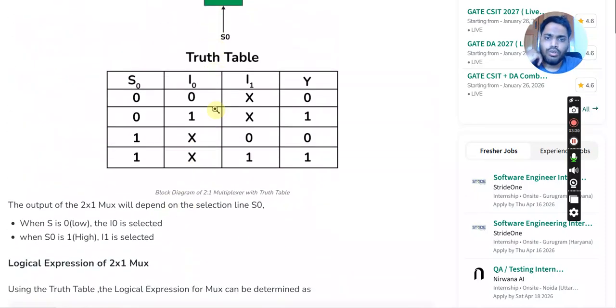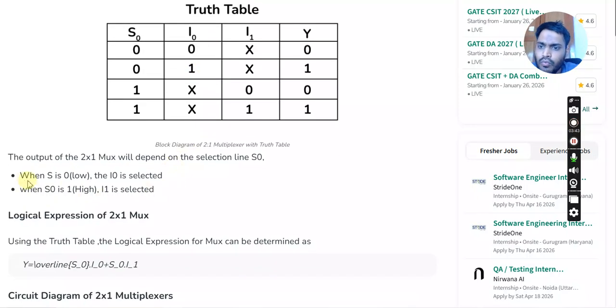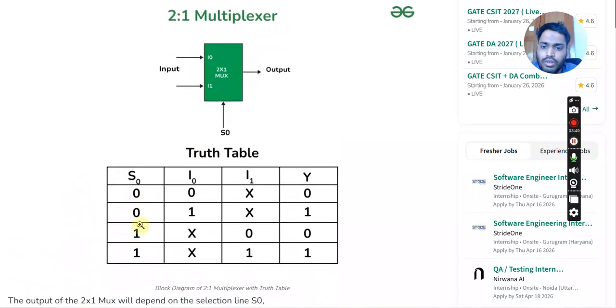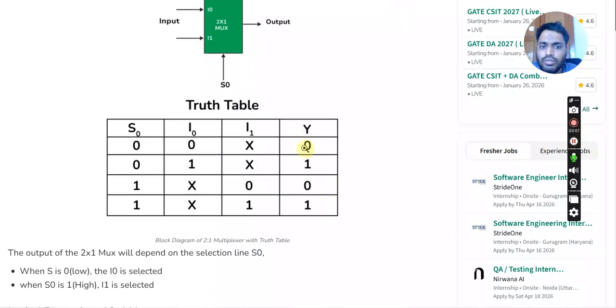So how is this truth table written? See, when S is 0, when the select line is 0, then I0 is selected. As I said, when S is 0, in these two cases, only I0 is selected. I1 is not selected. So the values are 0 and 1. It just follows the input value. So input is 0, output is 0, input is 1, output is 1.